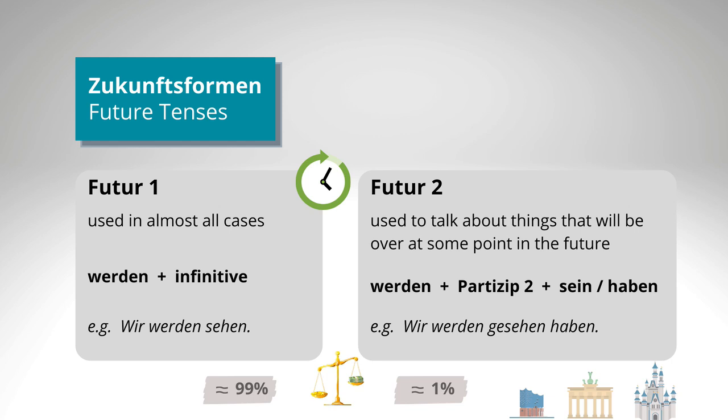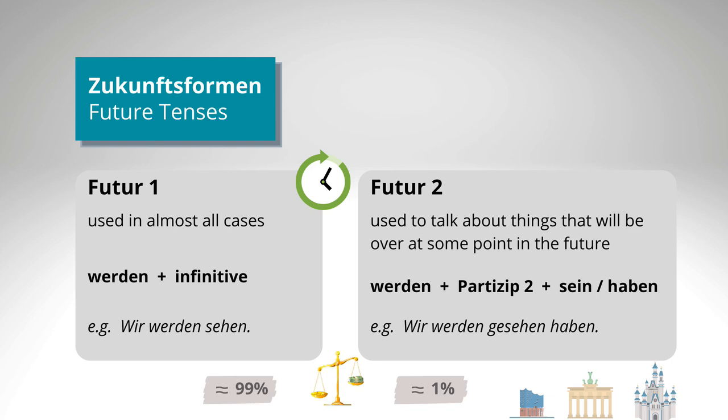The other one, the Futur 2, is also nice to know, but it's not that important. But to make this a complete course about the tenses, let's look at its formation as well. Unfortunately, the Futur 2 is much more complicated than the Futur 1. It's also formed by taking the conjugated version of the verb werden, to become, but then we don't add the infinitive, we move on with the Partizip 2. Remember, the Partizip 2 is formed by taking the root of the verb and then adding ge at the front and t at the back.